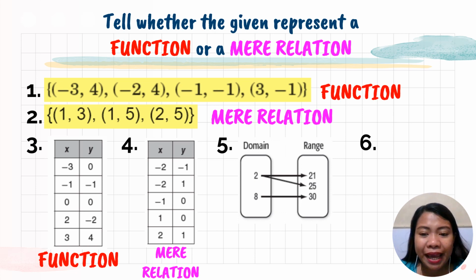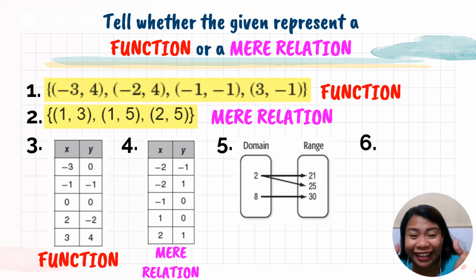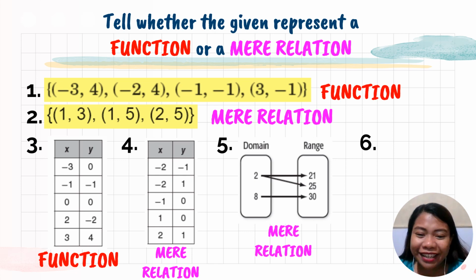Let's have number 5. Okay, look at the mapping. Look at the domain. We have 2 and 8. It is repeated to the range of 21 and 25. So what is that set of elements? Is it a function or merely a relation? Correct! So that is merely a relation. Why? Look at the x or the domain. It is repeated in two ranges. So that is not a function, but merely a relation.